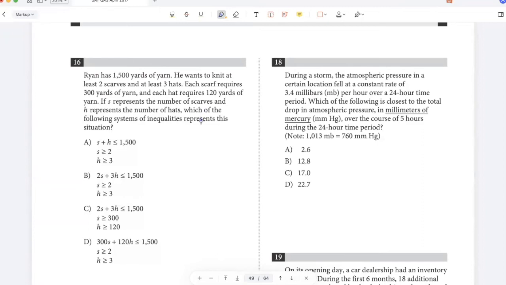this solution? So at least 2 scarves, so S should be greater than or equal to 2, and at least 3 hats, so H should be greater than or equal to 3. And one scarf requires 300 yards, so 300S plus 120H is the total yards of yarn required. That should be less than or equal to 1,500 because he only has 1,500 yards. So S greater than or equal to 2, H greater than or equal to 3, and 300S plus 120H should be less than or equal to 1,500. So D.